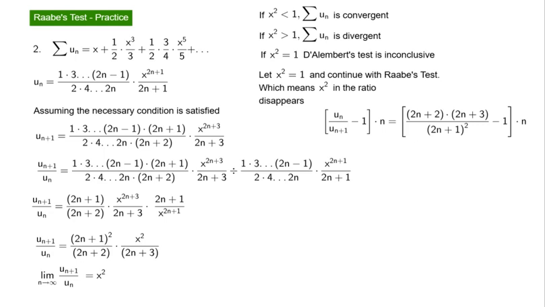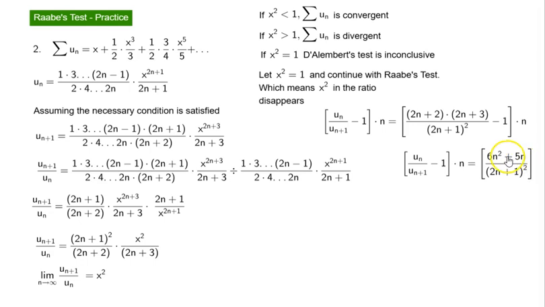So let's do that. So we have u sub n plus 1 by u sub n. But what we require is u sub n by u sub n plus 1. That is the reciprocal of this. So 2n plus 2 times 2n plus 3 divided by 2n plus 1 squared. X squared is equal to 1, so we can ignore it. Then we subtract 1 and then multiply it with n. We have to simplify the right hand side. So when we simplify this, we end up with 6n squared plus 5n divided by 2n plus 1 squared.